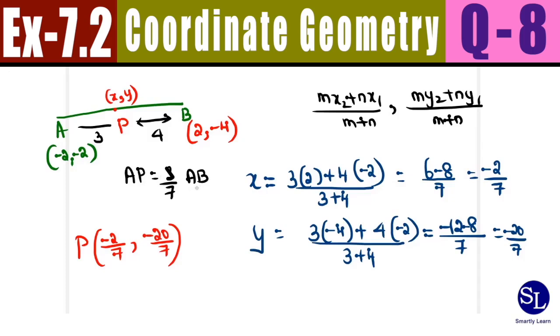AP is given as 3/7 of AB. So you need to be very careful of that before you fix the ratios here.